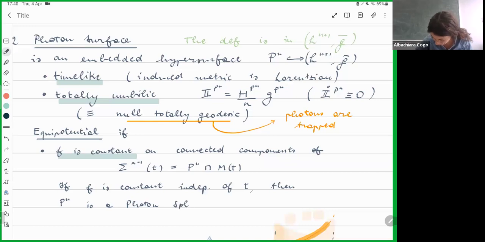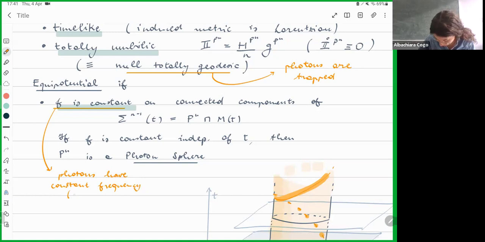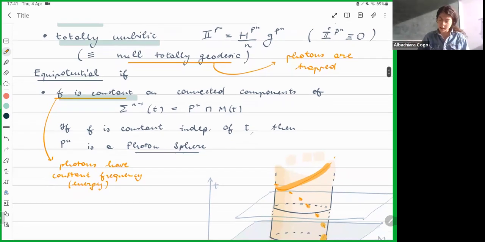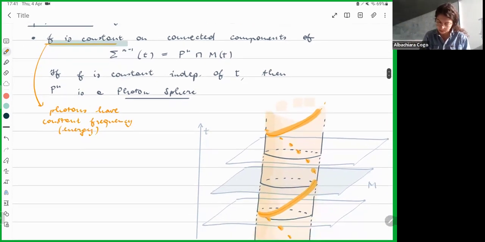And I mention this because photon spheres are very important objects in physics, and I'm going to say a bit later why. Another physical intuition that I want to mention is that if F is constant, it means that the photons have constant frequency on the time slices, or energy, equivalently. It's really strictly related to energy. In fact, photon spheres are very important for energy estimates, also for the hyperbolic community who studies stability and so on. So these are objects that are studied also for other reasons.